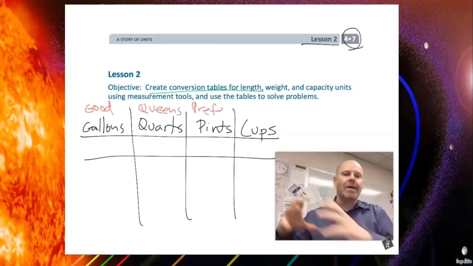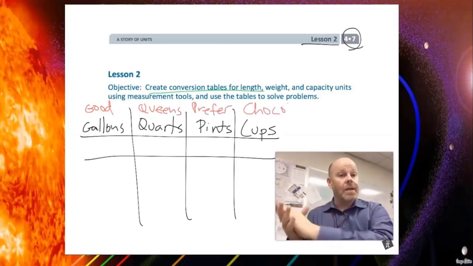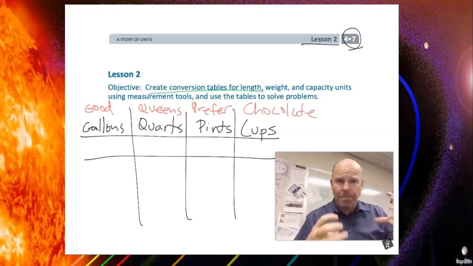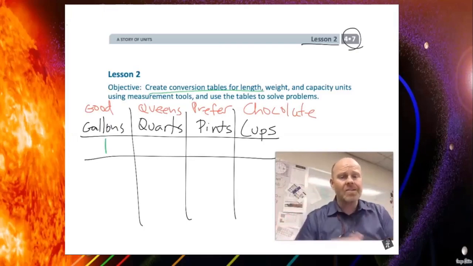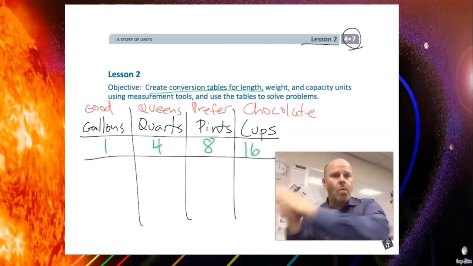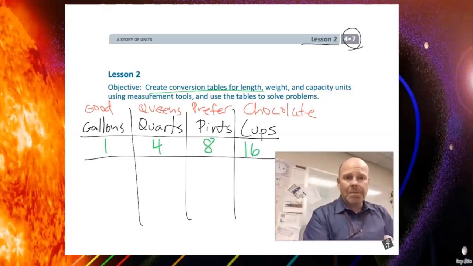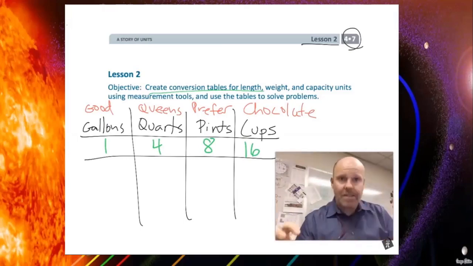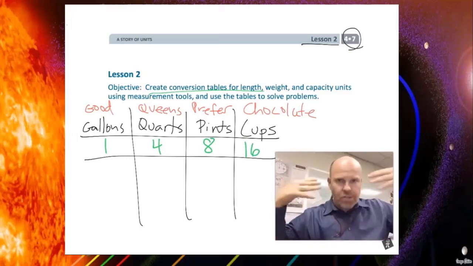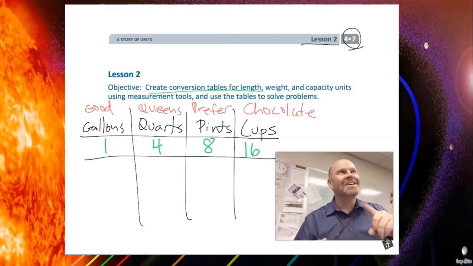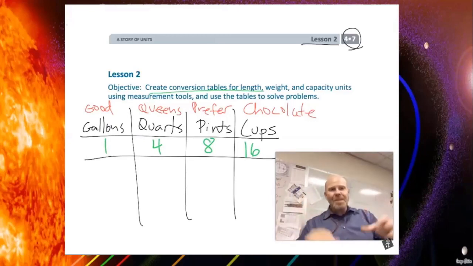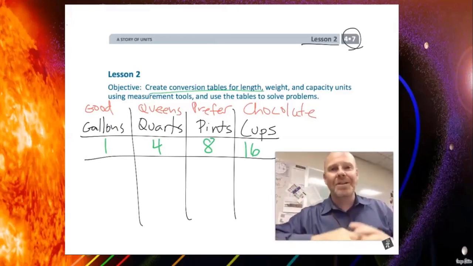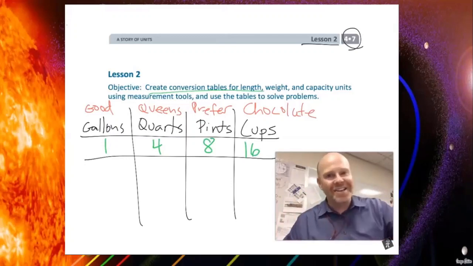Gallons are the biggest. And the conversion, so parents and teachers, you can help your students by giving them this table. It's 1, 4, 8, and 16. So 1 gallon is equal to 4 quarts, 1 gallon is equal to 8 pints, and 1 gallon is equal to 16 cups. That's your basic memorized. That's how you can start right there. Good queens prefer chocolate. 1, 4, 8, and 16. So before I come up with any more lame mnemonics, let's just get started.